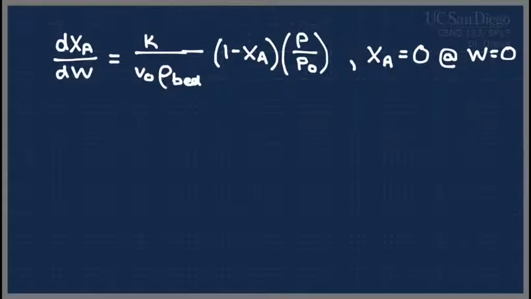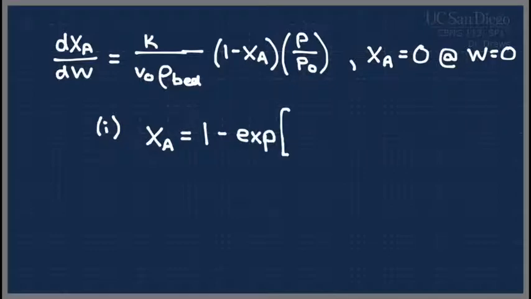If we go ahead and solve this for part 1, you would end up with something like XA equal to 1 minus the exponential of rate constant k divided by inlet volumetric flow rate, density of bed, times W.